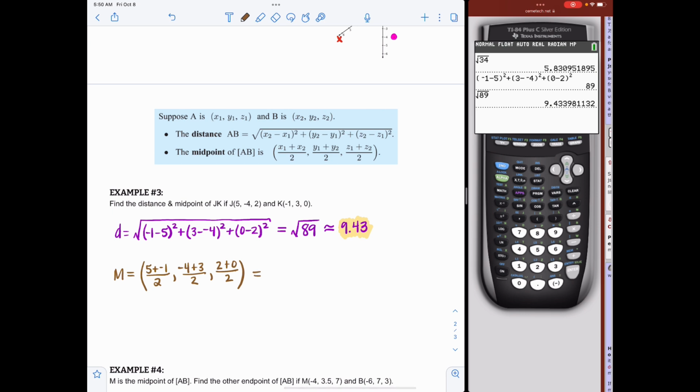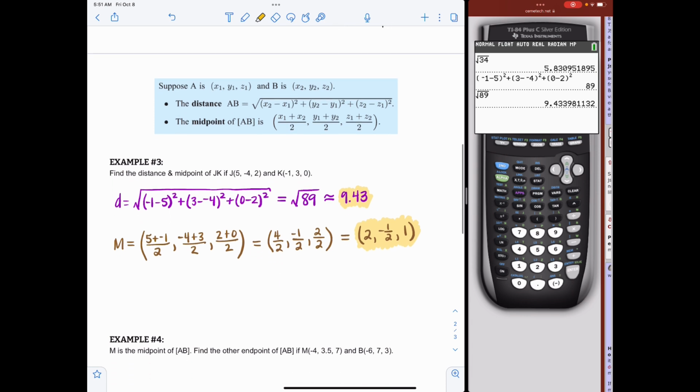So we should already know that 5 plus -1 is 5 minus 1, which is 4. So we're going to have 4 divided by 2. -4 plus 3 is a -1. So we're going to have -1 divided by 2. And then we have 2 plus 0, which is 2, divided by 2. And then we simplify. We end up getting 2, -1/2, 1. And if you want to write -0.5, that's still correct. You write it in decimal form. So here, this is our midpoint.